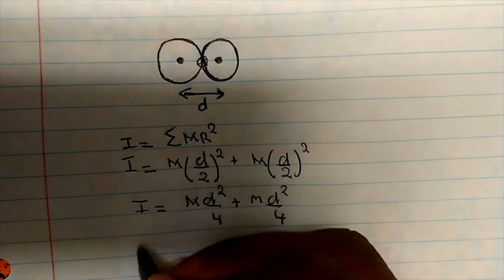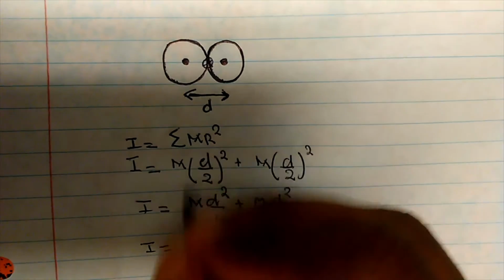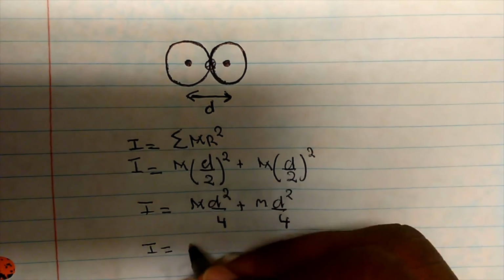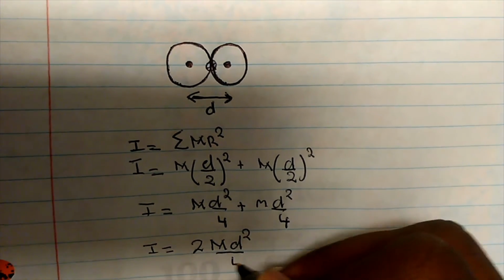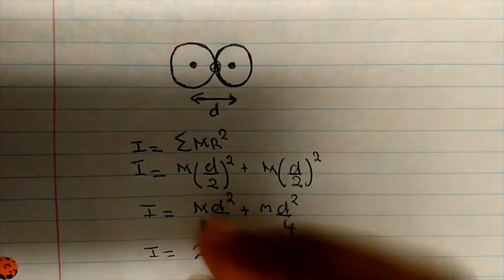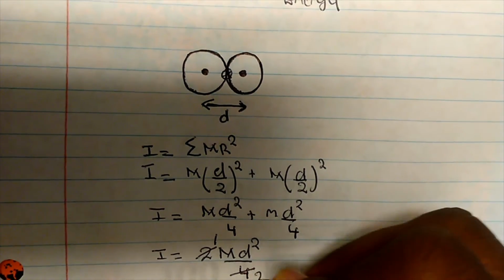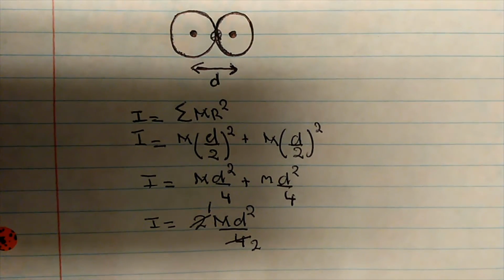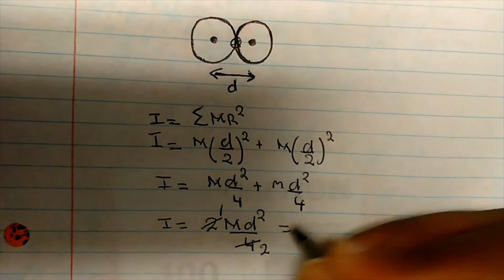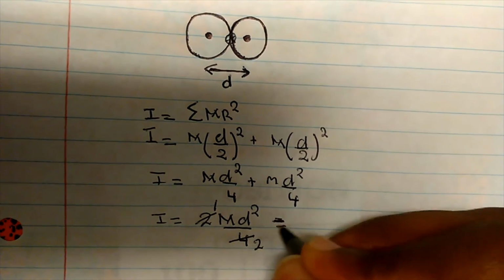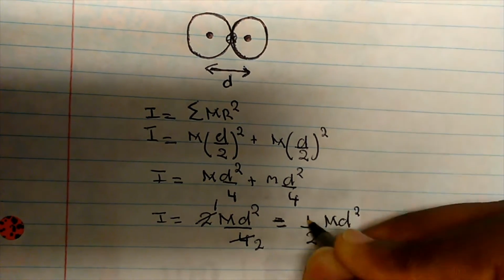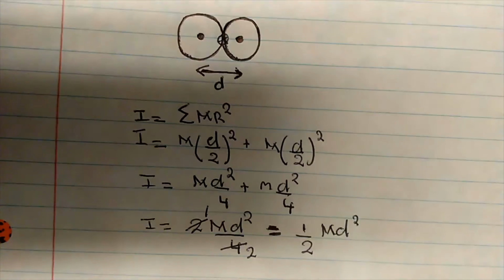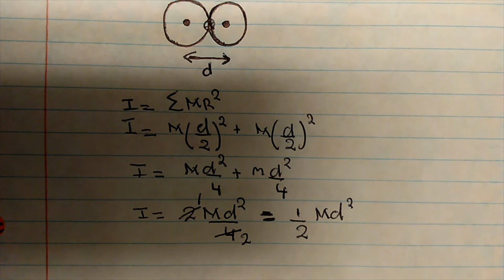Okay. I could also simplify this to say, well, I have two of those, so this will be 2m d squared over 4. Okay. I could simplify, so that becomes 2. And if I look at this, now my moment of inertia is 1/2 m d squared. So that would be my expression for the moment of inertia.